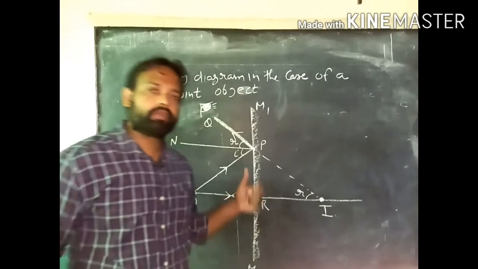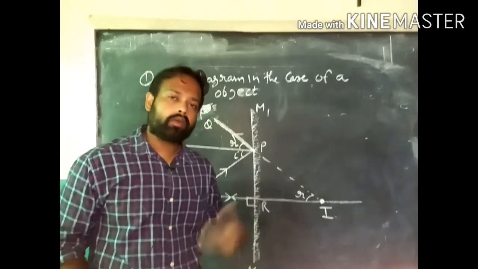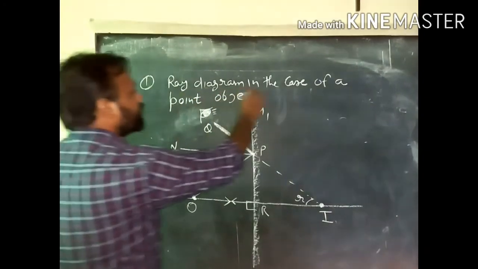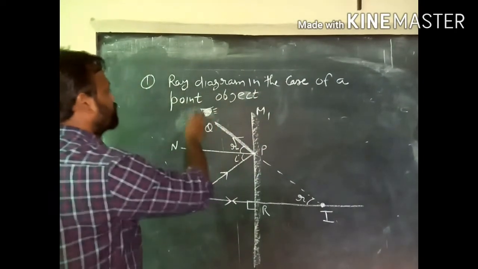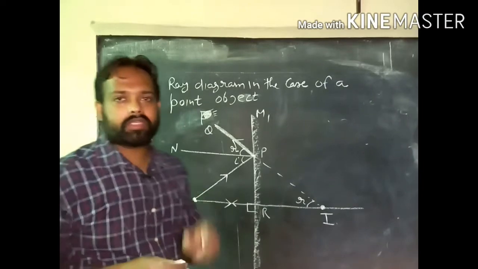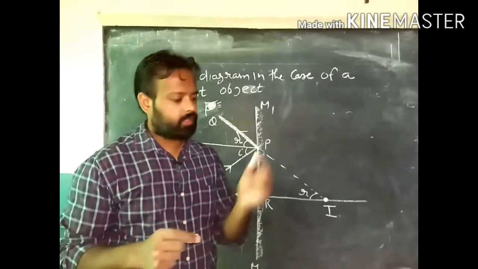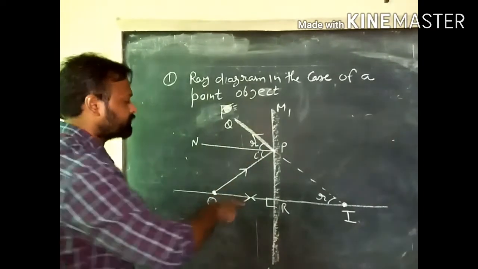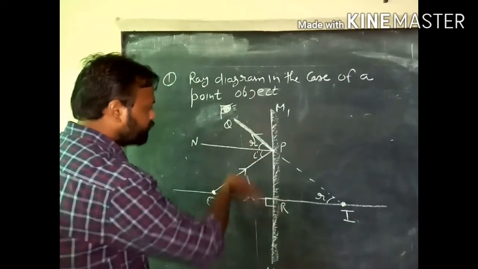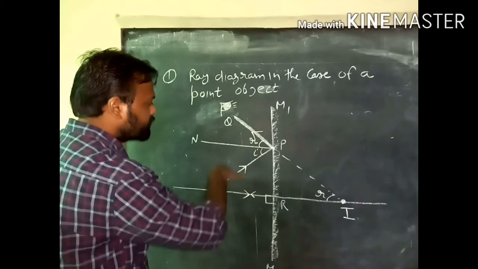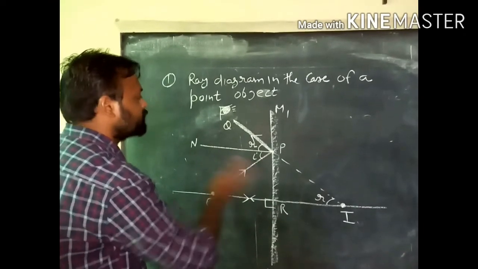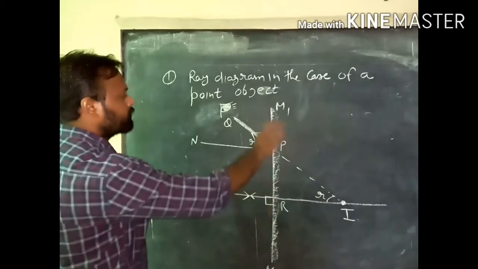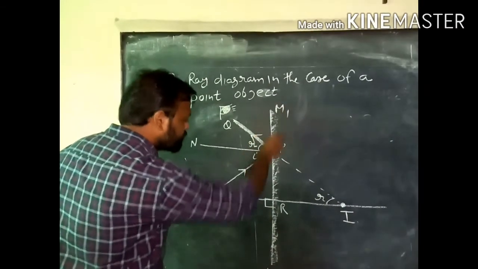Firstly, I am going to explain how the image of a very small object is formed. You can see the ray diagram in the case of a point object. A point object means a very small object, like this. When I explain with the help of this, you can also read from the book, and then you can easily understand the whole concept. First, suppose this is a mirror.